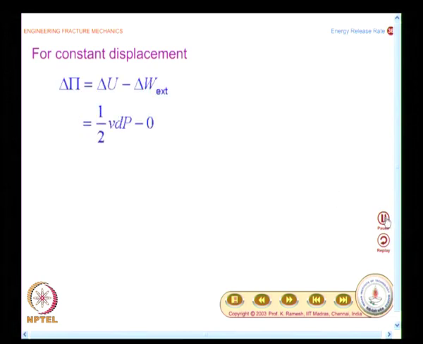Here again I will go halfway. So, now you have to recast this carefully. I have delta pi as 1 by 2 V into dP. Again go back and look at the basic relationship on compliance, differentiate it and substitute it carefully.